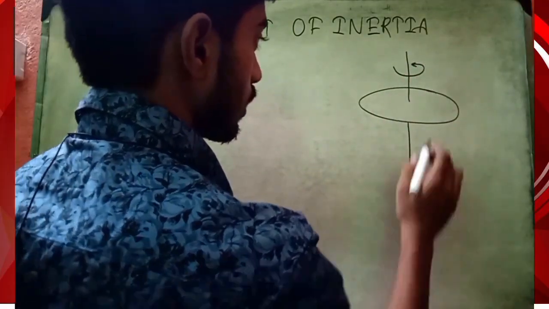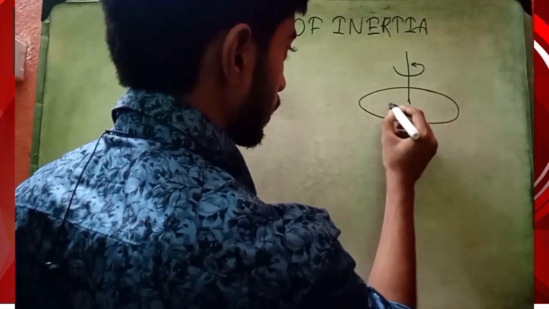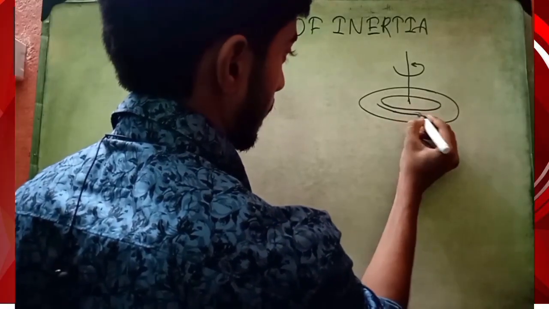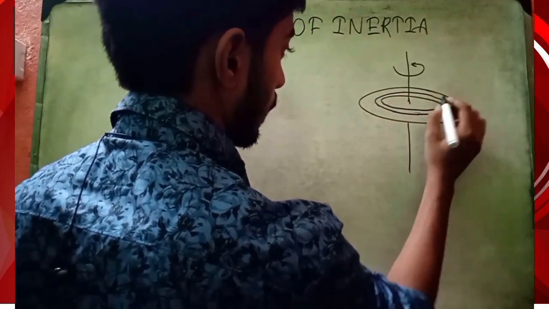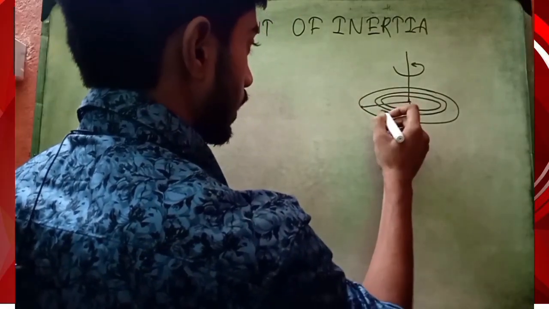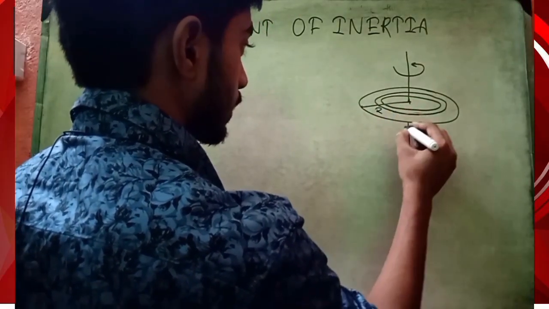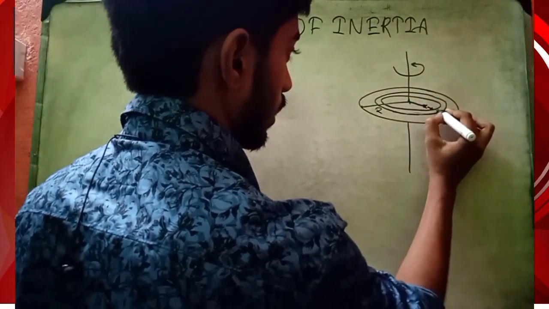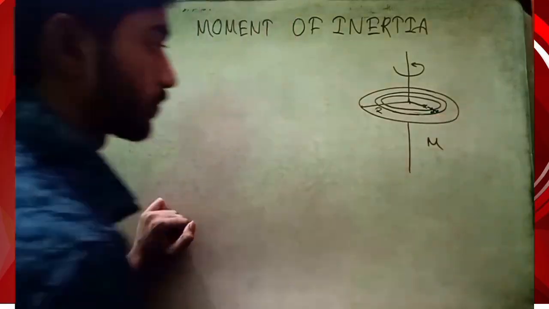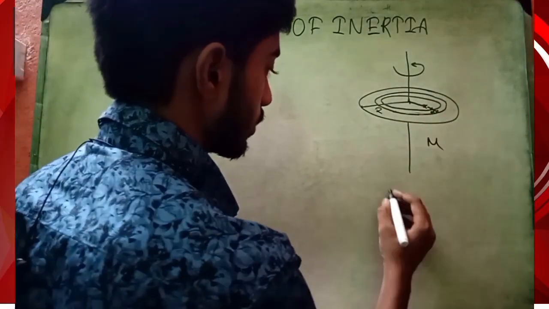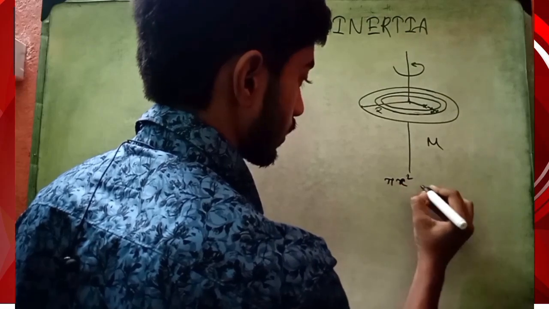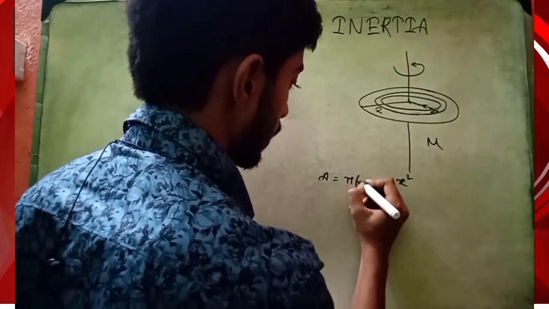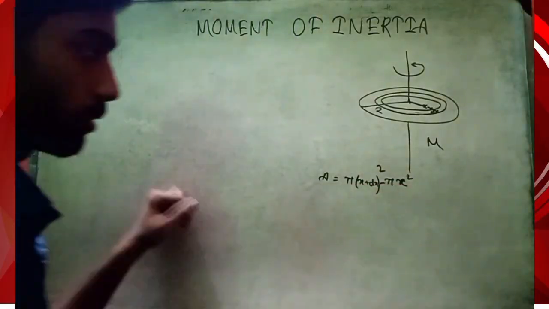Okay, so first of all, let's take a small elementary part of this disk. The radius of the disk is capital R and the mass of the disk is m, and from the origin at a distance x we assume a dx element. What is the area of this elementary dx element? The area is pi x plus dx whole square minus pi x square.